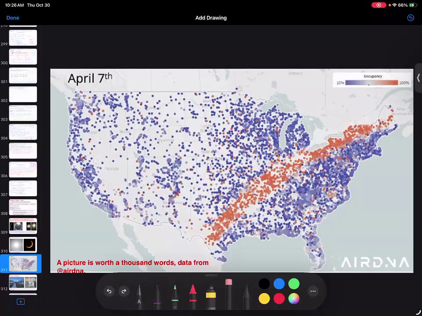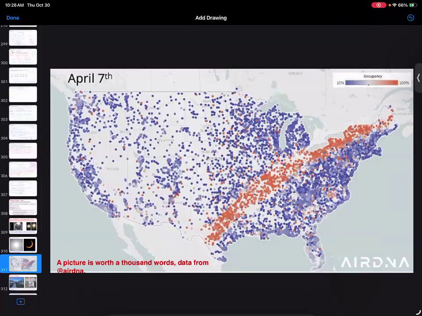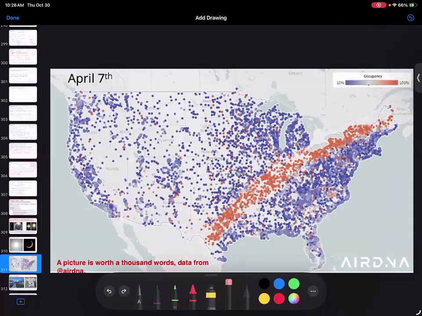Does anybody notice anything interesting? The big line of red, I assume that's where it was 100%. Yeah, this is the line of totality. And you can see the reservations impacting that. And so again, general advice, whenever you are given data, try to look and see which part you should focus on. Where's the interesting stuff happening?